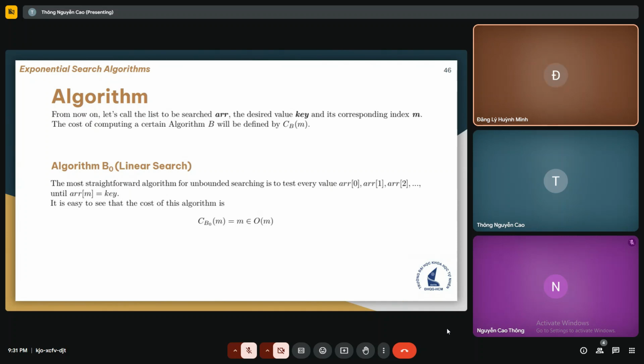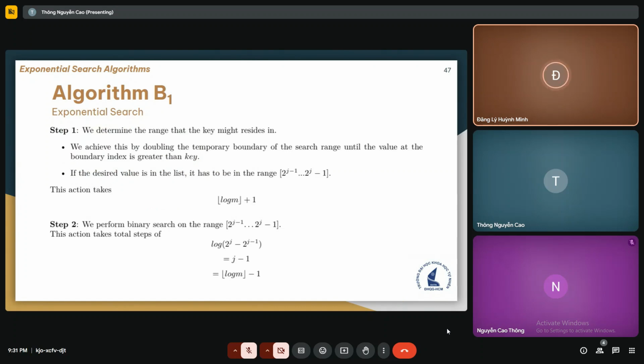Algorithm B0, or linear search. The most straightforward algorithm for unbounded searching is to test every value R0, R1, R2 until Rm is equal to key. It is easy to see that the cost of the algorithm is M.